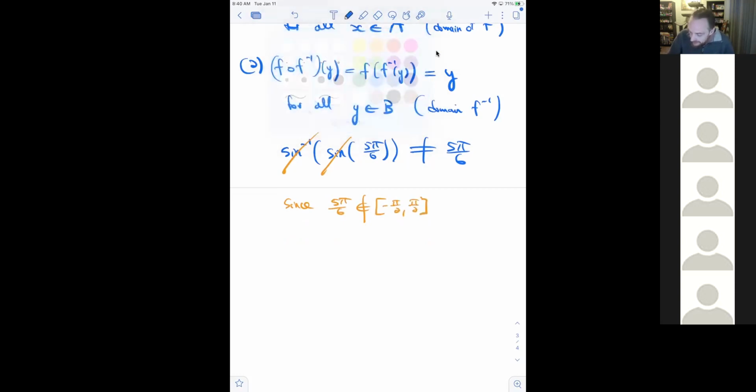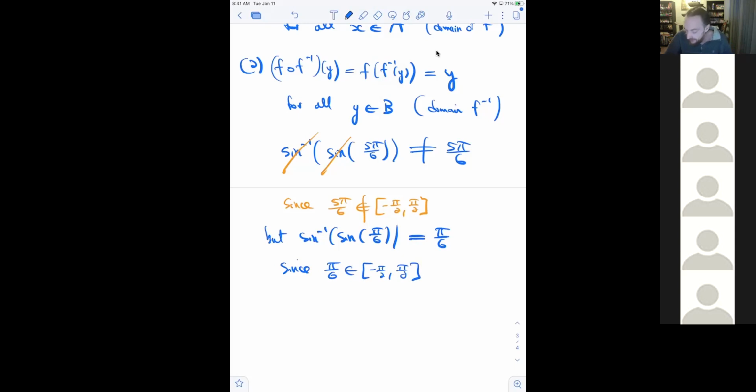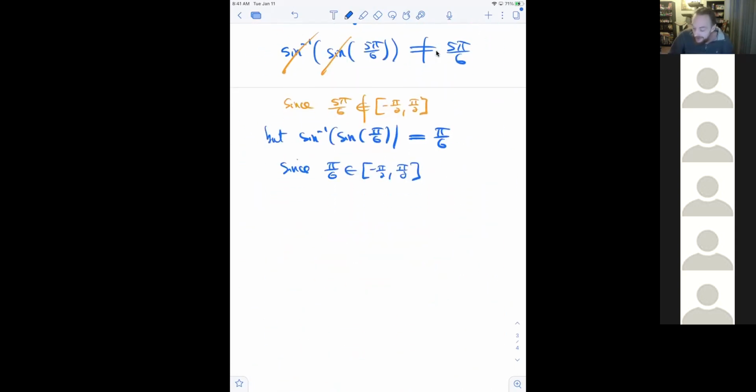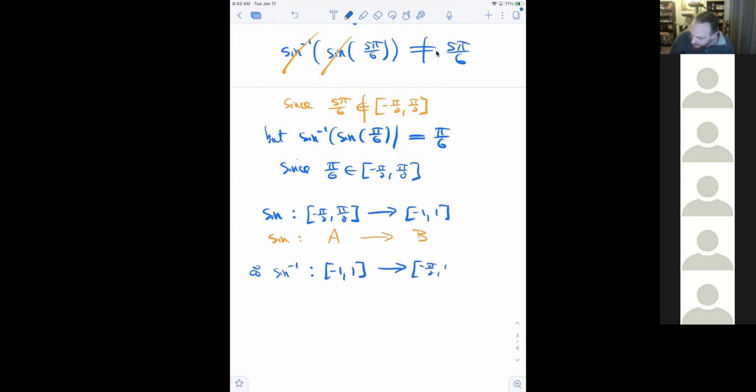But sine inverse of sine of pi over 6 is just equal to pi over 6, since pi over 6 is inside the domain of f. Because what we're doing is, we saw last time, and I'll go over it again, sine is not 1-to-1 on its entire domain. So we're going to go from negative pi over 2 to pi over 2 into negative 1, 1. This is the A and the B. And so what does that say? Sine inverse must be the function that goes from -1 to 1 into negative pi over 2 to pi over 2.